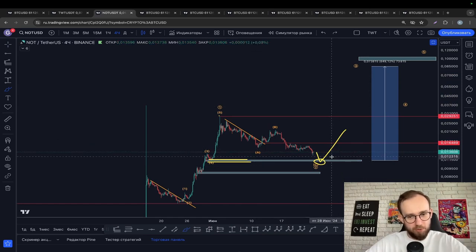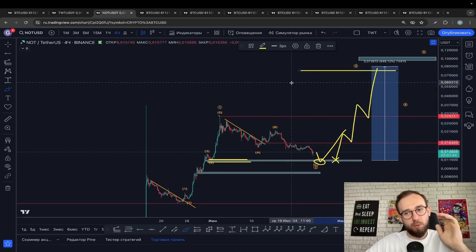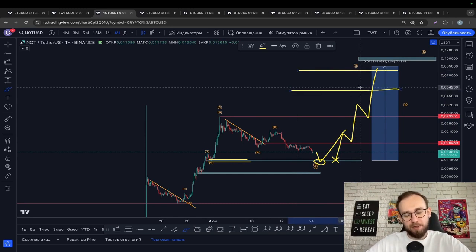Let me repeat, the most ideal scenario is if we come, test, and take this zone, after which I definitely and certainly expect to see a rare impulsive reversal movement that will bring us to at least the range of 5 to 7 cents. We will take these targets with margin.